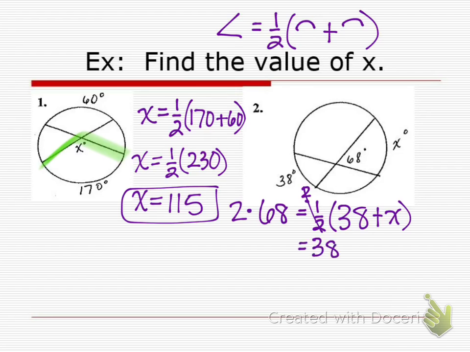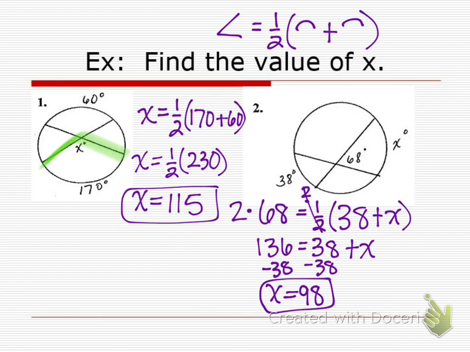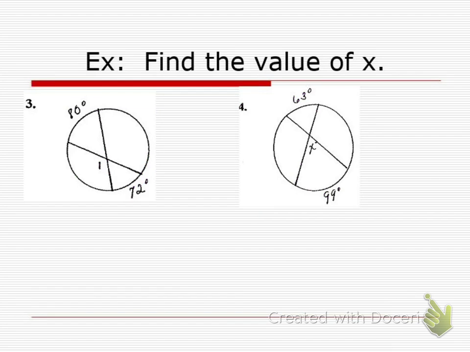And I'm left with 38 plus x. What is 2 times 68? 136. Now what do I need to do to get x alone? Subtract the 38. And we get x equals 98. Yes, they put the degree by the x, so I'm not so worried about it. But if you do put the degree symbol, I will not mark it wrong. We'll just edit that real quick.